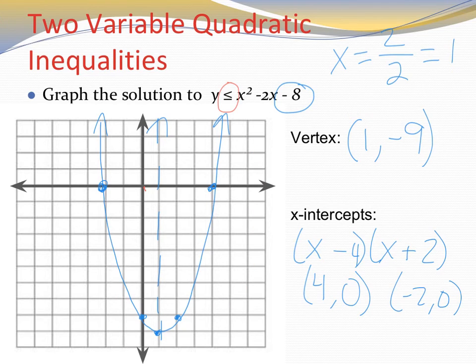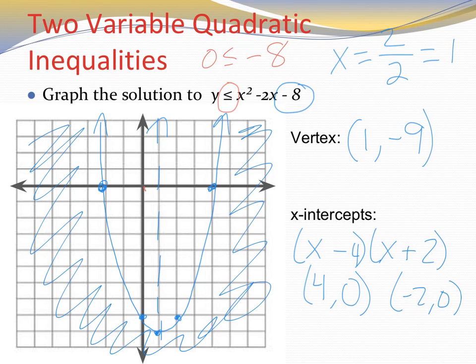So let's see what works. If I plug in the point 0, 0, I'm going to have 0 is less than or equal to, well, 0 minus 0 minus 8. So I'm left with negative 8. Is 0 less than or equal to negative 8? No, that is not true. So that means that I'm going to have to shade on the outside of the parabola.